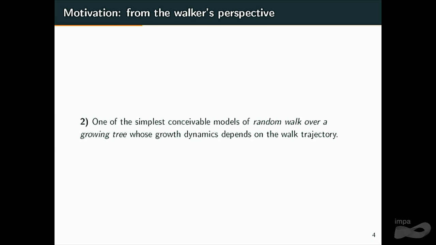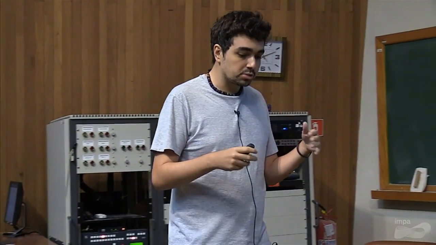And the second reason comes from the walker's perspective. You may see this model now as a model of a random walk in a random environment, where the walker can change its environment and modify the underlying graph in a very simple way. Here you can ask a lot of questions from the walker's perspective.